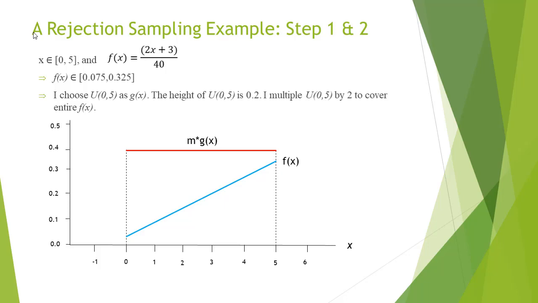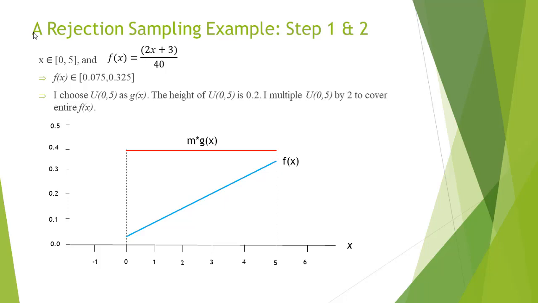I just feel that uniform is the easiest, so I choose it as Gx. On the domain of 0 and 5, the height of a uniform distribution Gx is 0.2. Why 0.2? I use 1, which is the length of the domain, to divide 100%. I get 0.2. So the height of Gx is 0.2 on the domain of 0 and 5.